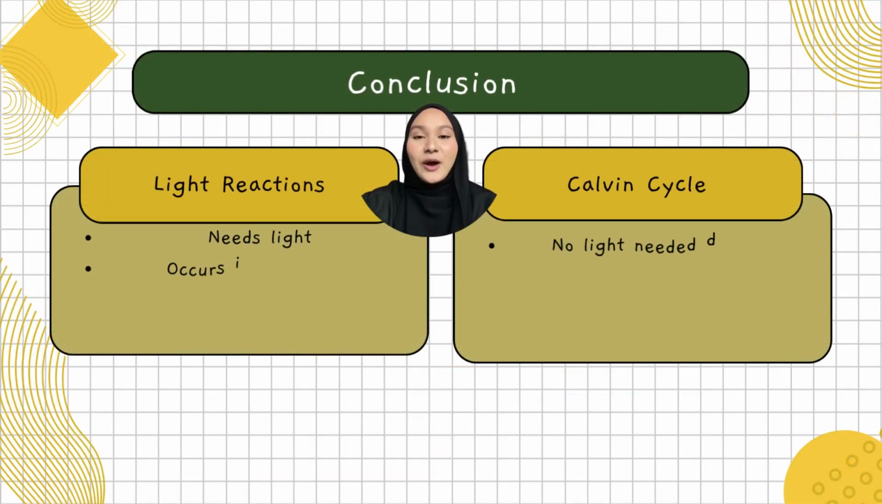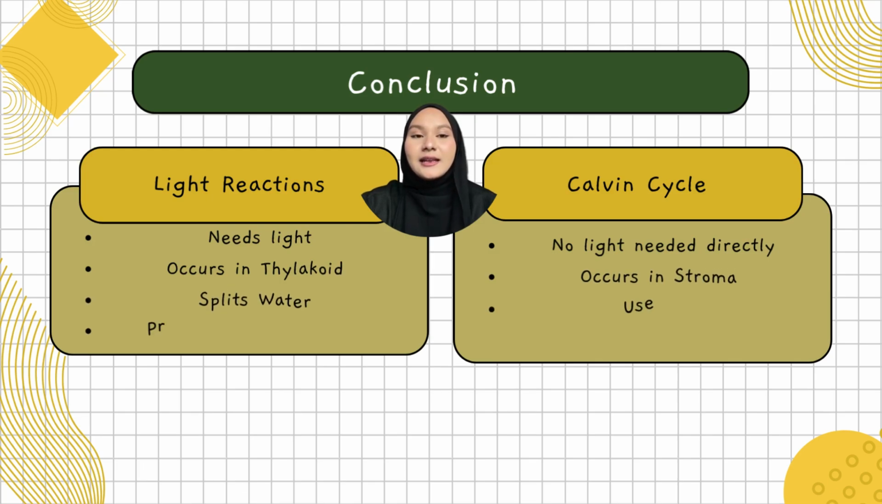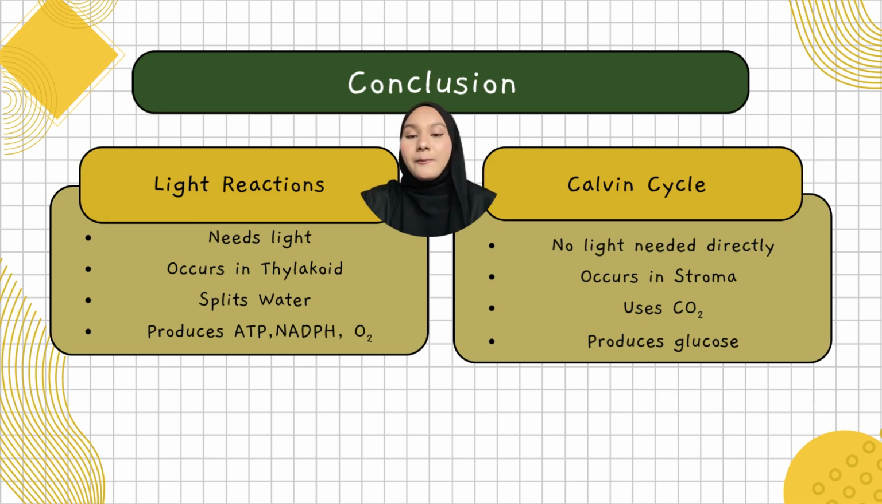To summarize what we have learned so far, the light-dependent reaction happens in the thylakoid and produces ATP, NADPH, and oxygen. The Calvin cycle happens in the stroma and produces glucose using carbon dioxide, ATP, and NADPH.